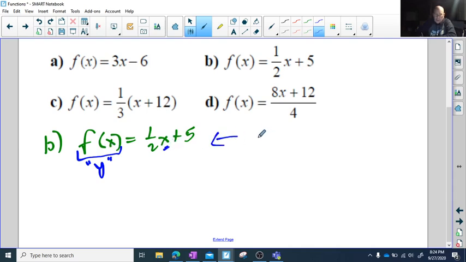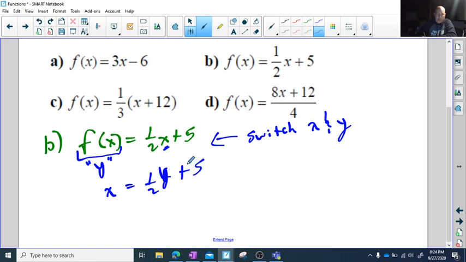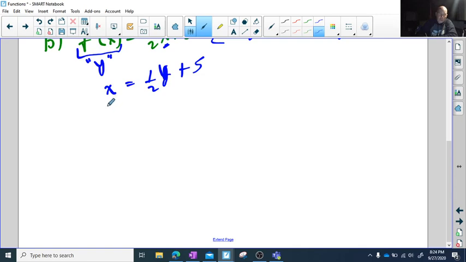Remember, the strategy to determine inverses is simply this statement: switch your x and your y. So instead of f of x, I'm going to put x equals 1/2 of y plus 5. So I switch x and y, and then you rearrange for the new y. You have to rearrange the formula, like you would do in science or physics or obviously in math.